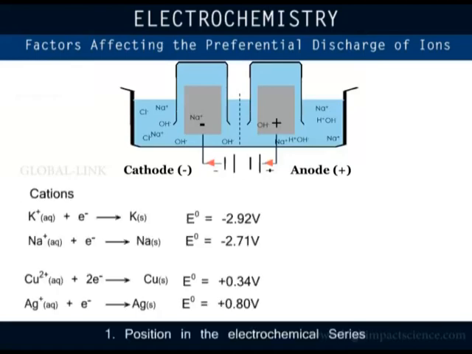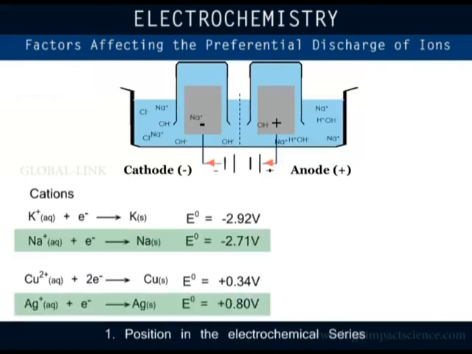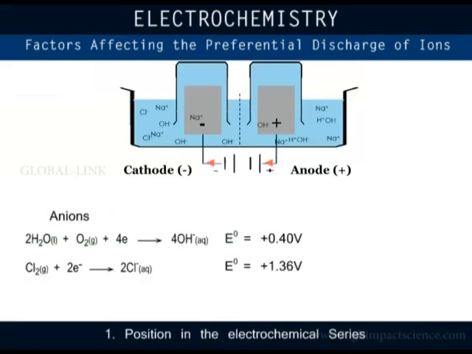Remember that cations undergo reduction. When 2 cations are at the same cathode, the one with a relatively larger positive reduction potential or the one with a relatively smaller negative reduction potential is preferentially discharged. On the other hand, anions undergo oxidation. When 2 anions are at the same anode, the one with a relatively smaller positive reduction potential will be discharged.